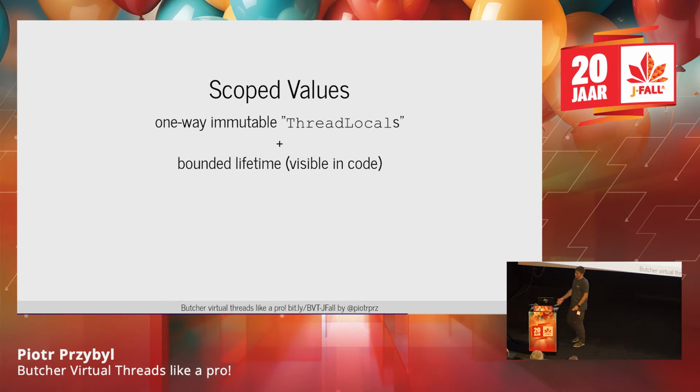So the idea is that we have immutable thread locals with bounded lifetime. So we see in code, it's from here to here. It doesn't require sophisticated debug foo to figure it out after 2 weeks, because someone forgot to clear thread local.